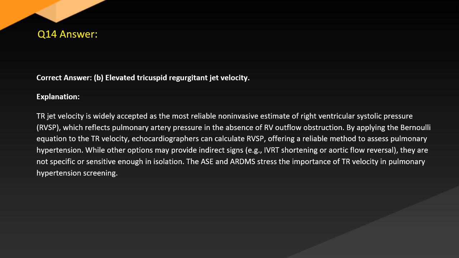Other options may provide indirect signs, for example IVRT shortening or aortic flow reversal. They are not specific or sensitive enough in isolation. ASE and ARDMS stressed the importance of TR velocity in pulmonary hypertension screening.